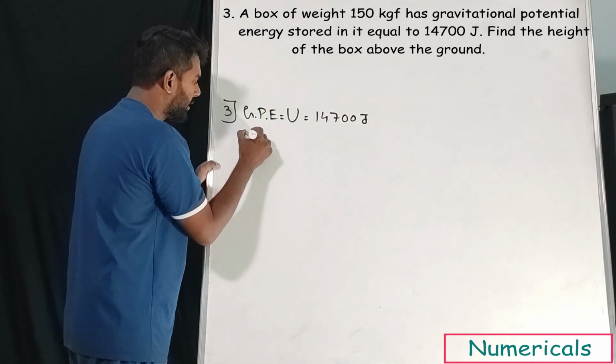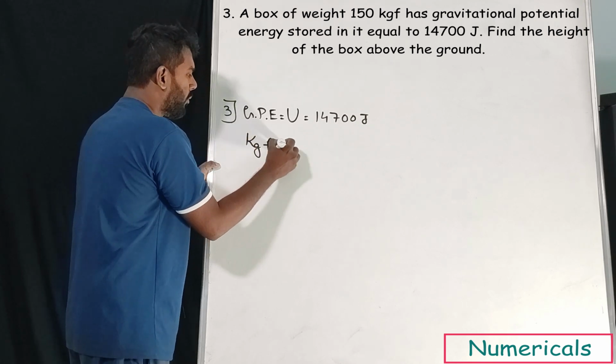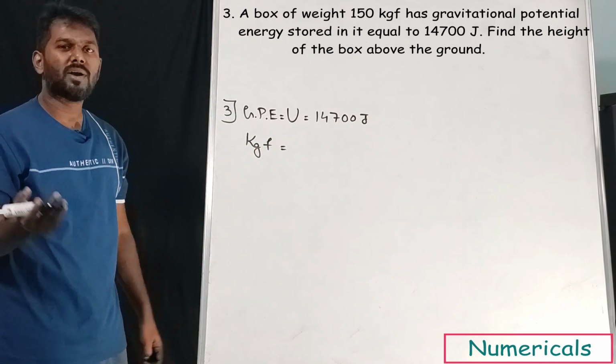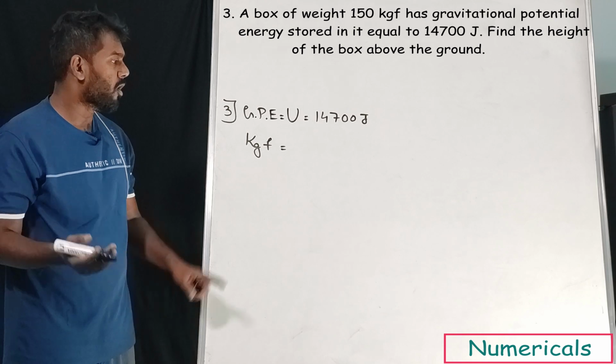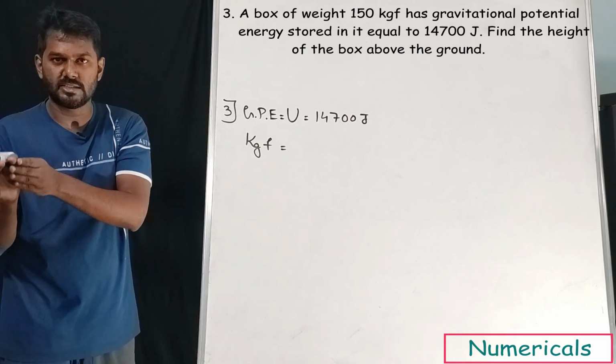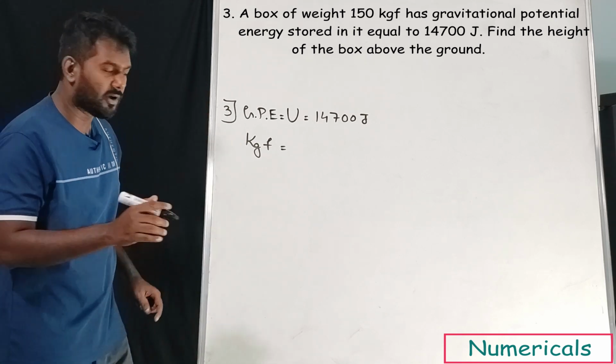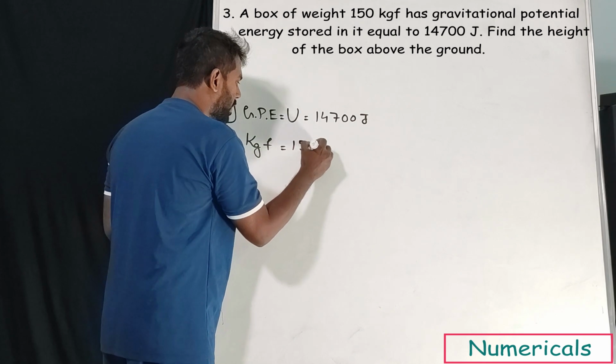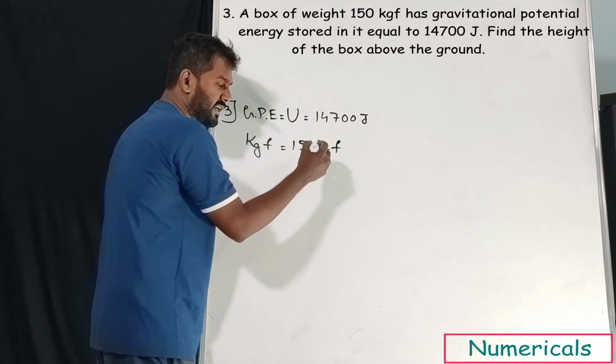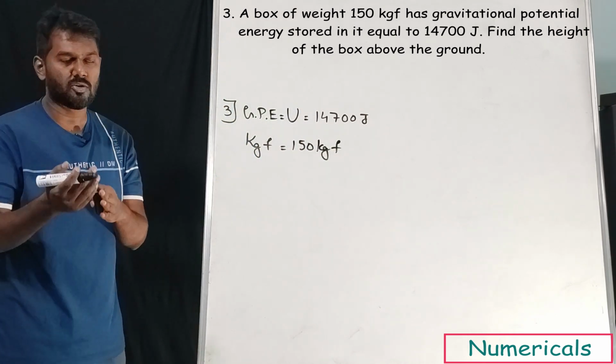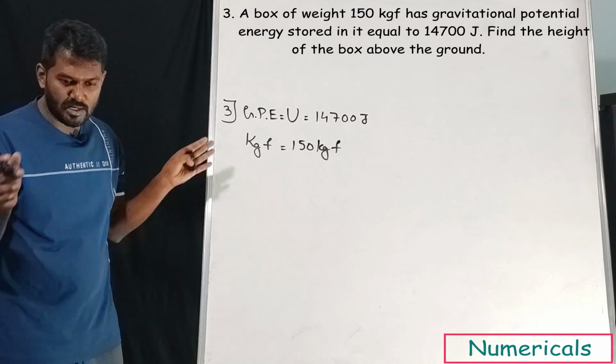Then kgf is given. Mass, what is the unit of mass? Kg. What is the unit of weight? Kgf. 1 kg is equal to 1 kgf. So here they have given 150 kgf, that is nothing but 150 kg only, no need to convert into anything.